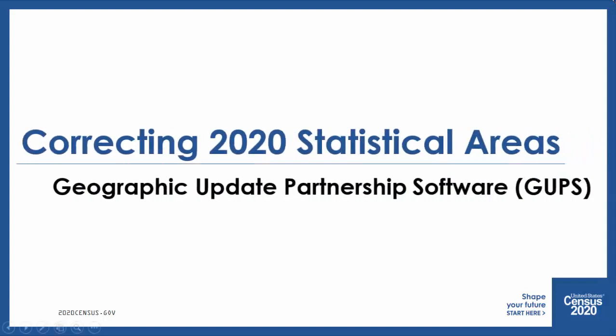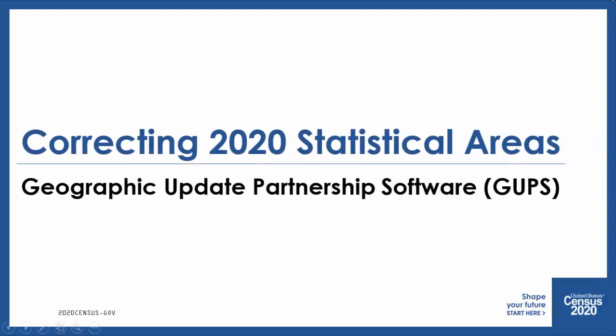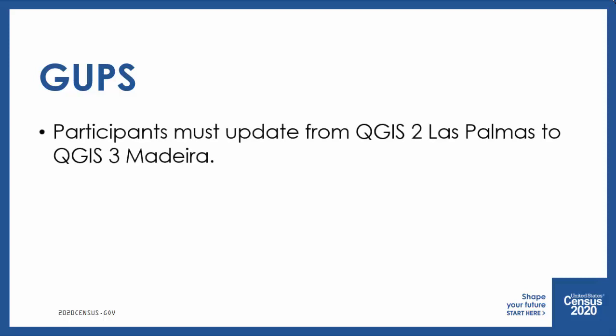Participants with corrections to the 2020 statistical areas must use GUPS to make their corrections unless they are a tribal partner using paper maps. Participants using GUPS must update their version of GUPS from the delineation phase to a newer version that is programmed to run on the QGIS 3 Madeira platform instead of QGIS 2 Las Palmas platform.